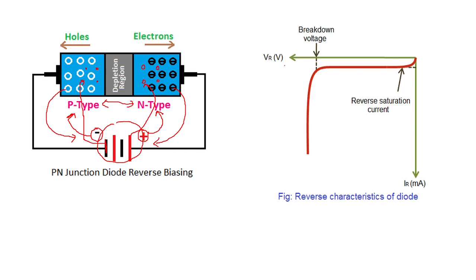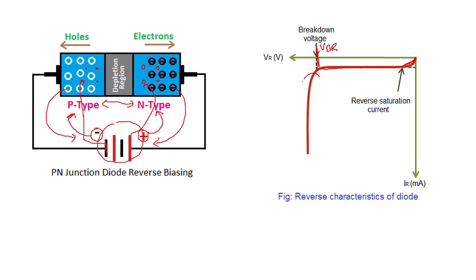Now initially when the applied voltage is increased, very few minority charge carriers are able to cross the depletion region. But if the reverse voltage is increased continuously, the kinetic energy of the minority charge carriers becomes high enough to knock out electrons from the semiconductor atoms, so that these electrons become free electrons and they come out and join the flow of current. So at this stage, when the reverse voltage reaches the breakdown voltage, there are sufficient minority charge carriers which are forming a large amount of current to flow.